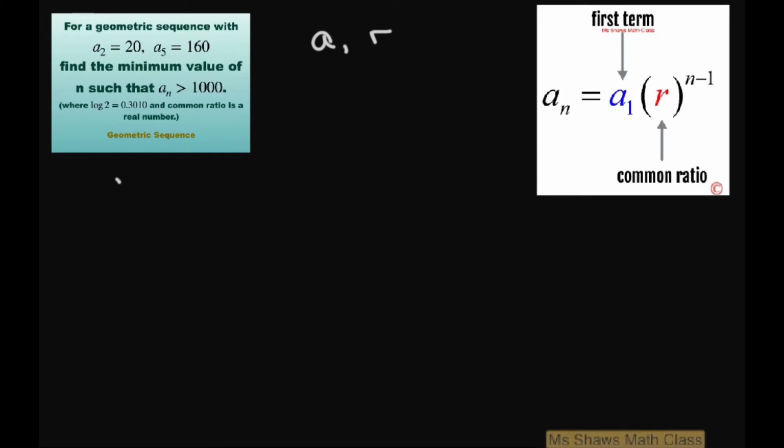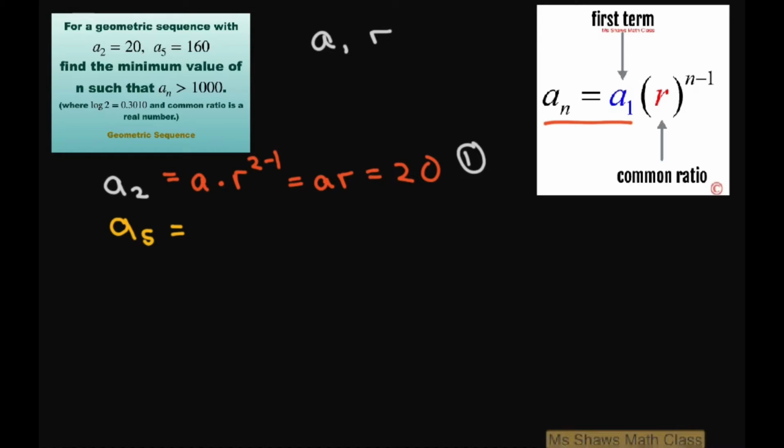So we know that our second term, using the formula given here, is going to be A times R to the power of 2 minus 1. That means it's AR to the first power, and that equals 20. I'm going to call this equation 1. Then our fifth term is going to be A times R to the power of 5 minus 1. That equals AR to the power of 4, and that equals 160. I'm going to call this my second equation.